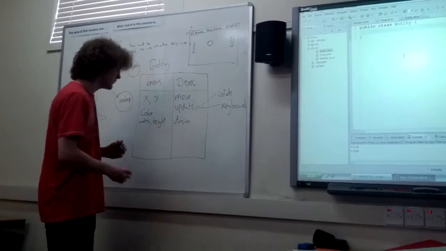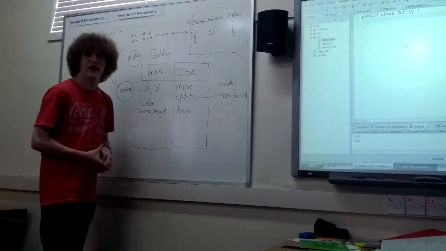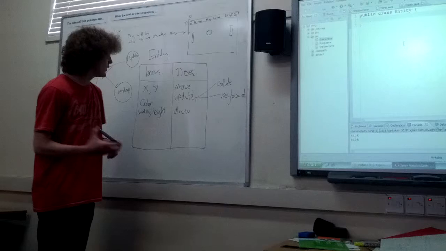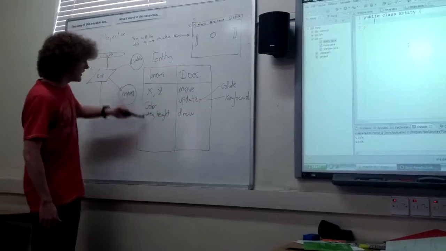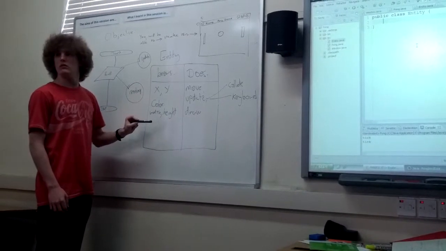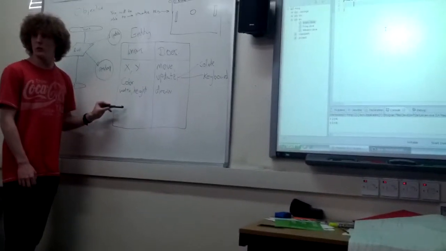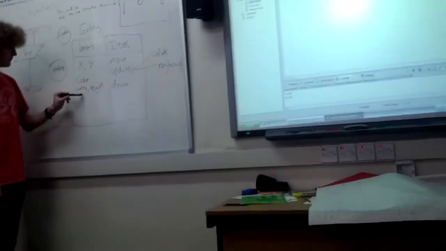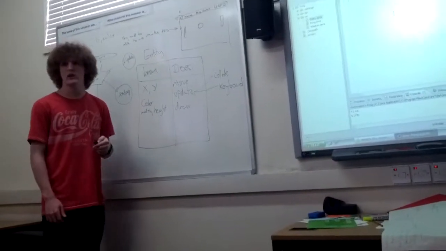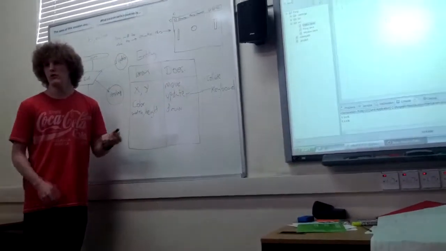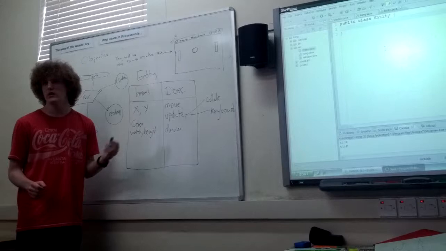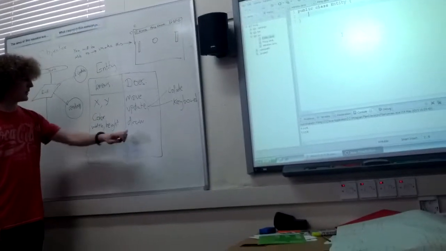Read my handwriting. So, that's about as bad as it gets for an entity. So, what would these things be? Yes, why? Because they can change. And that's what a variable means. It varies. It changes. It's a variable. And what would these be?